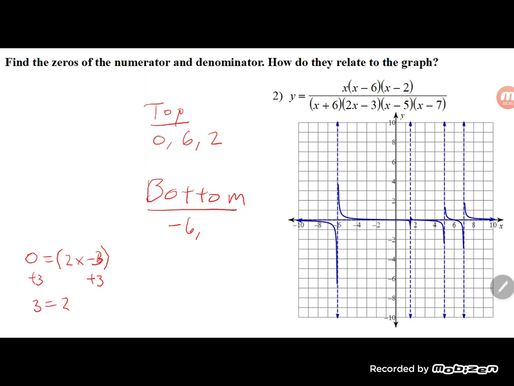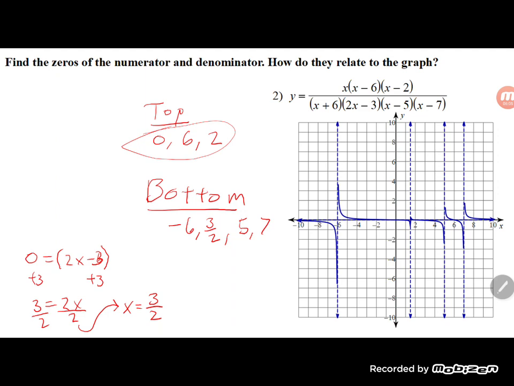3 equals 2x. Divide to get rid of that multiplication of 2, and we end up with x equals 3 over 2, or 3 halves, or 1 and 1/2. So 3 and 1/2, 5 and 7.